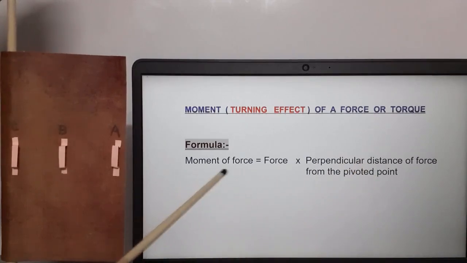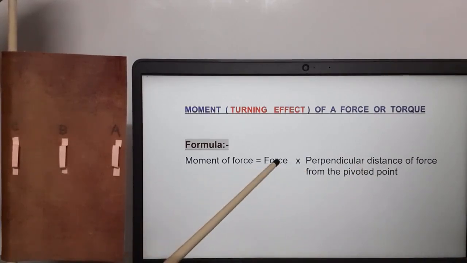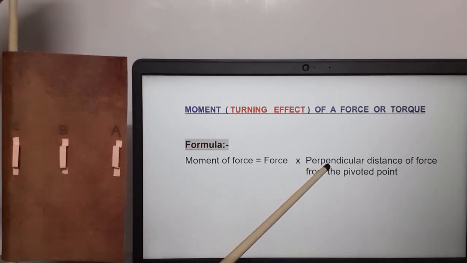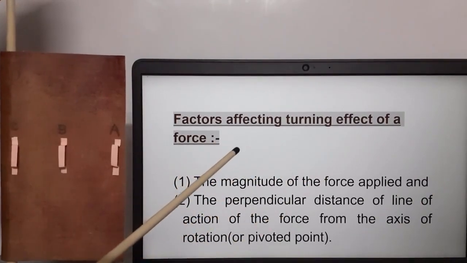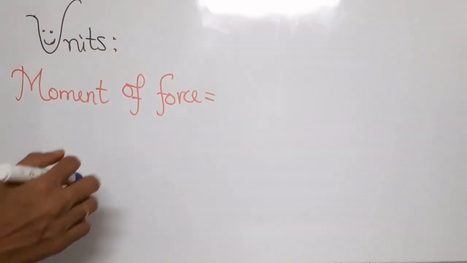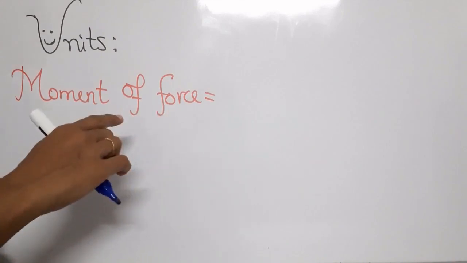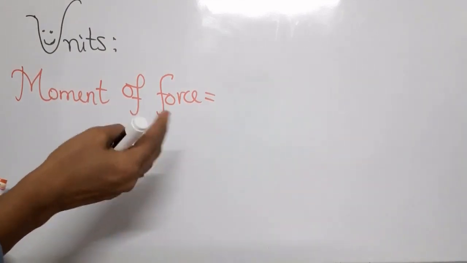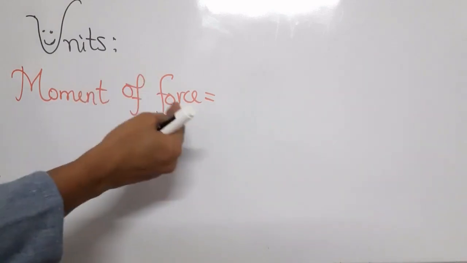Clear? So we got our formula. Moment of force is equal to force into perpendicular distance. Now, what are the factors affecting turning effect? First, magnitude of force. Second, perpendicular distance. Now, after measurement, we need units. Why remember units? Instead of remembering, we will be deriving the units.